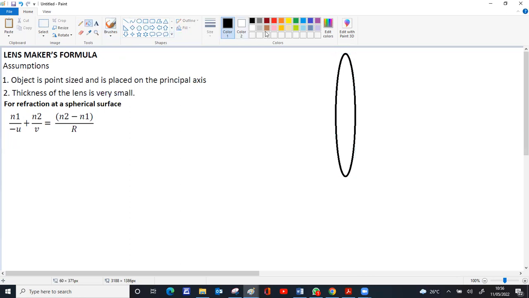Convex lens. The refractive index of the material of the lens is N2. The surrounding medium has a refractive index N1. On the other side, the surrounding medium is also N1. The lens is made up of N2.